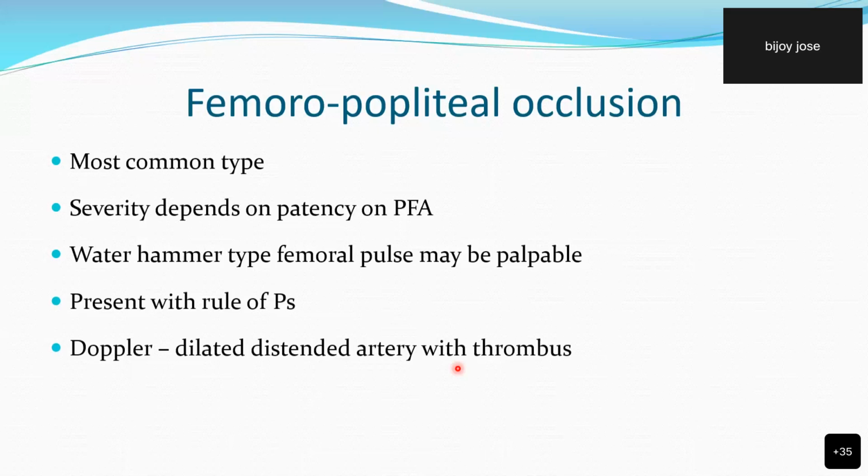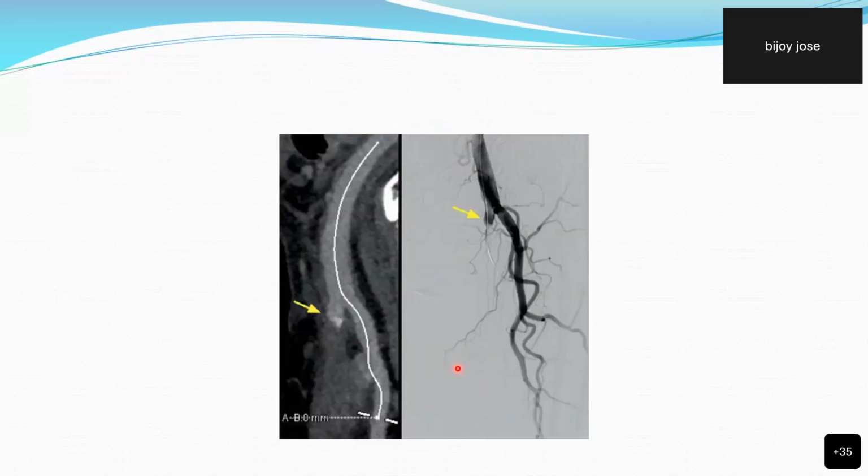Water hammer pulse: because we are just above the occlusion, we can feel a water hammer type of pulse, and usually the patient presents with limb ischemia with the rules of P. On Doppler evaluation in femoropopliteal occlusion, we can see a distended artery with acute thrombus. So in this patient, we can see acute thrombotic occlusion of the SFA just after its origin with a patent profunda.